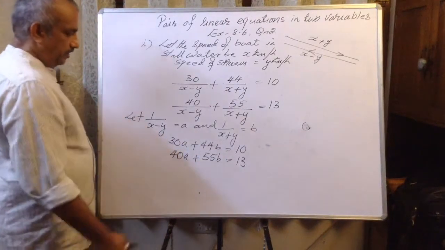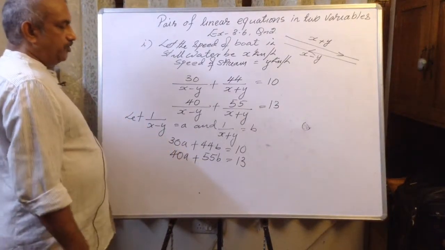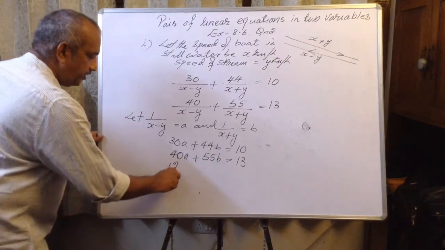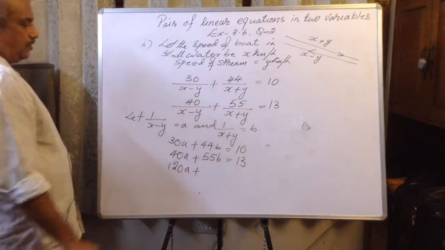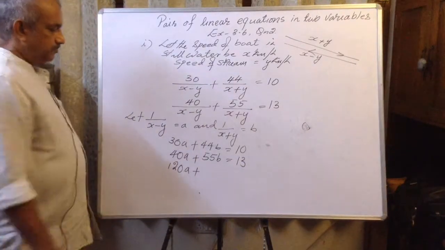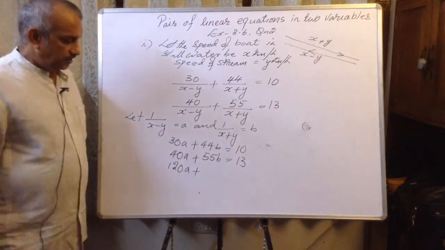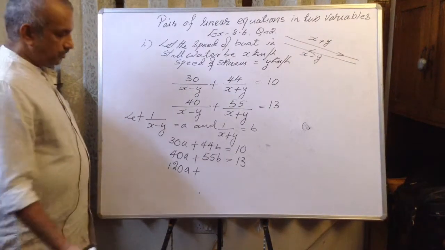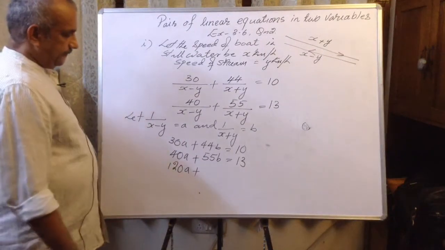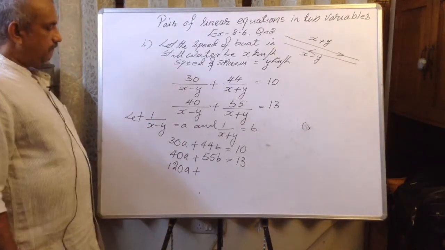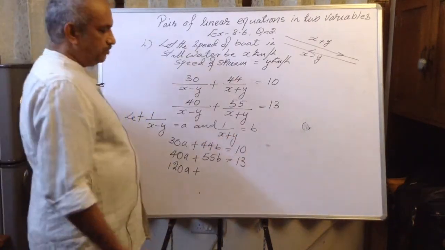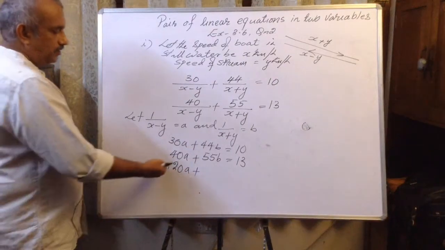LCM of 30 and 40 is 120, so I'm going to make both 120. The first equation I'm going to multiply by 4. Throughout it is divisible also, then it will become 15 and 40, but it won't make any difference. So let it be like this only. Throughout it is divisible by 2, so if you want you can cancel and then multiply, or directly.